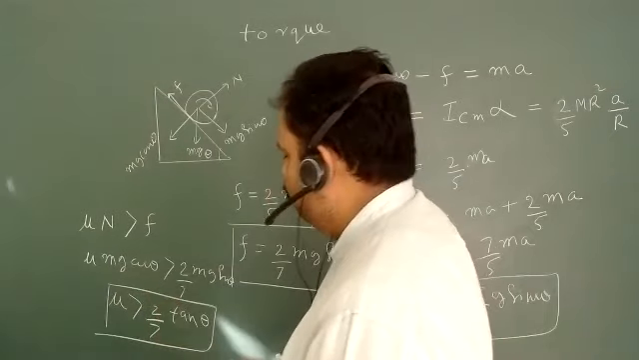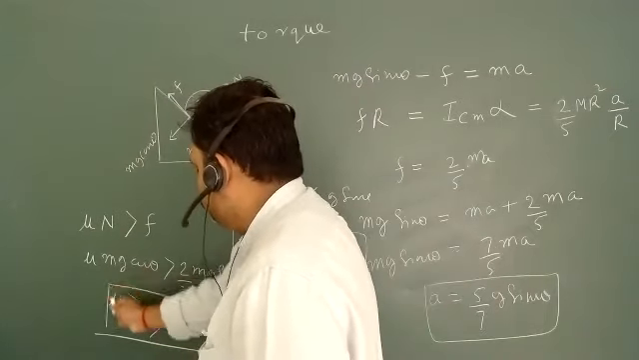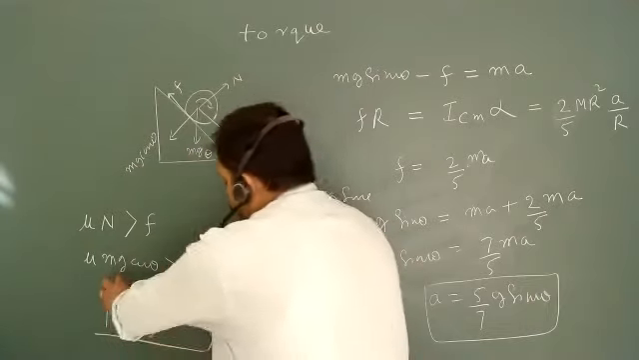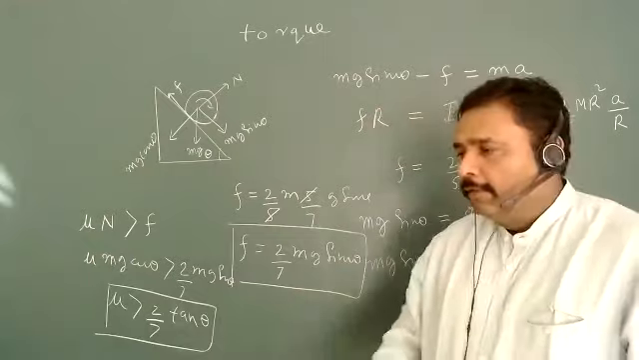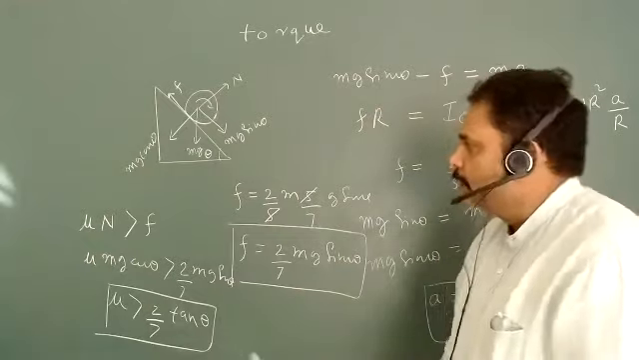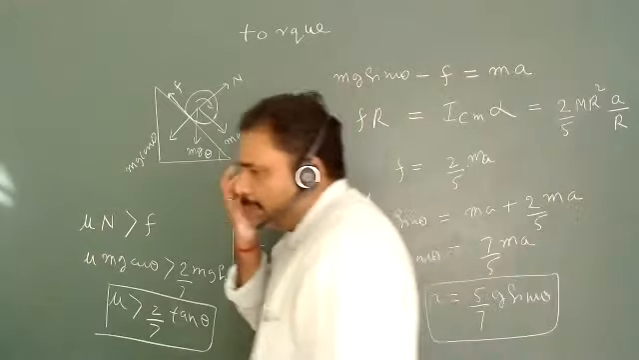Then you have this particular value of mu. This mu should be more than this. Then only you have basically the condition of rolling without slipping. So it's a very nice problem.